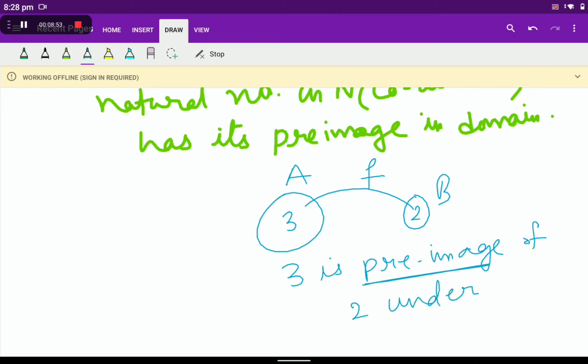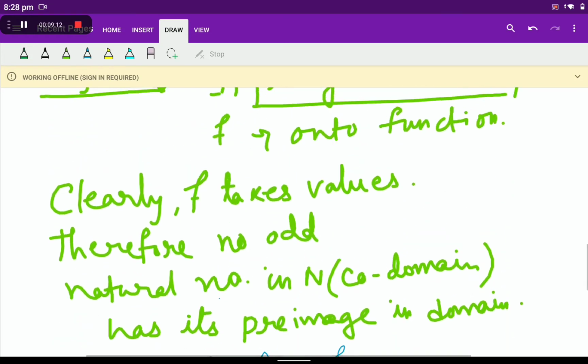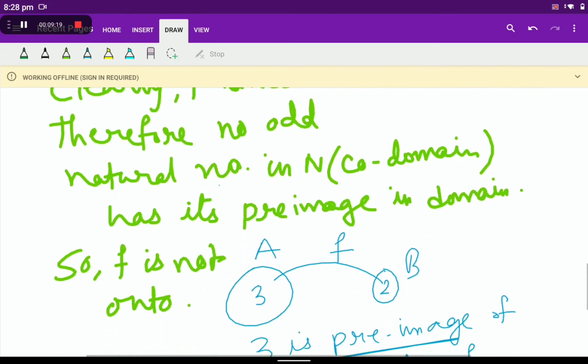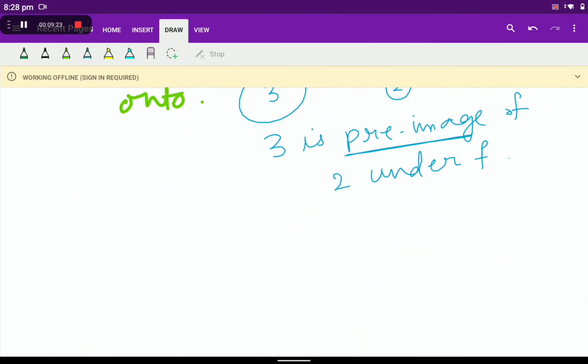So no odd natural number in N has its pre-image in the domain. So f is not onto, because we already know that if the function is onto, then the range equals the codomain. This completes our proof that f is not onto but one one.